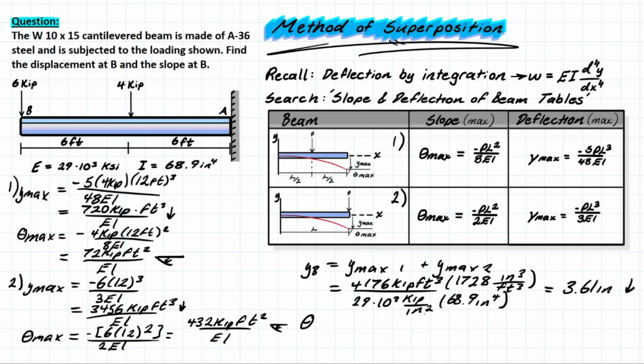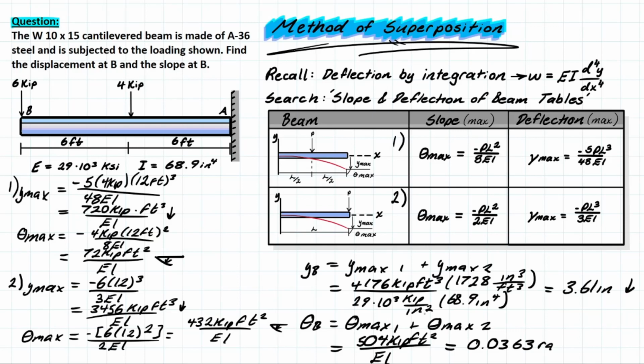Similarly, you do the exact same thing for the max slope at B, which will be equal to the summation of the max slope from case 1 and the max slope from case 2. And you are left with a final answer of 0.0363 radians, once again with the convention of rotation right here as shown, rotating below the x-axis. And those are your two final answers for this super simple problem. And I hope it helped.